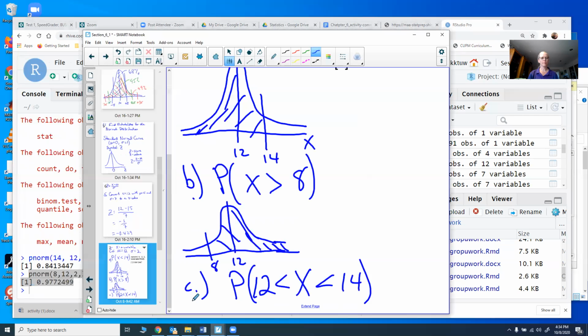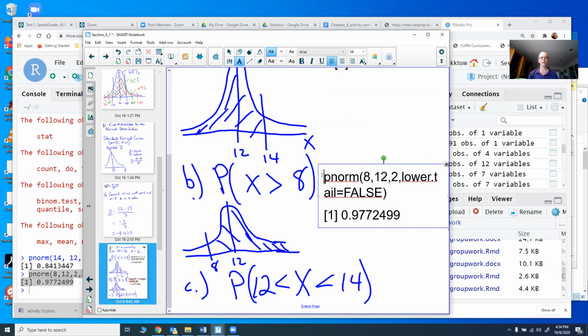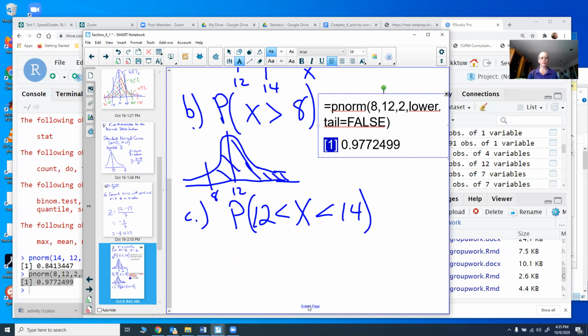Again, I can copy and paste this, put this into where I'm working right now. And so I now see that it's about 0.97, 98%. Looking at this, I didn't graph perfectly here because I didn't do my axis very well, but I can see I've got a lot of the curve shaded. Let's do one more.